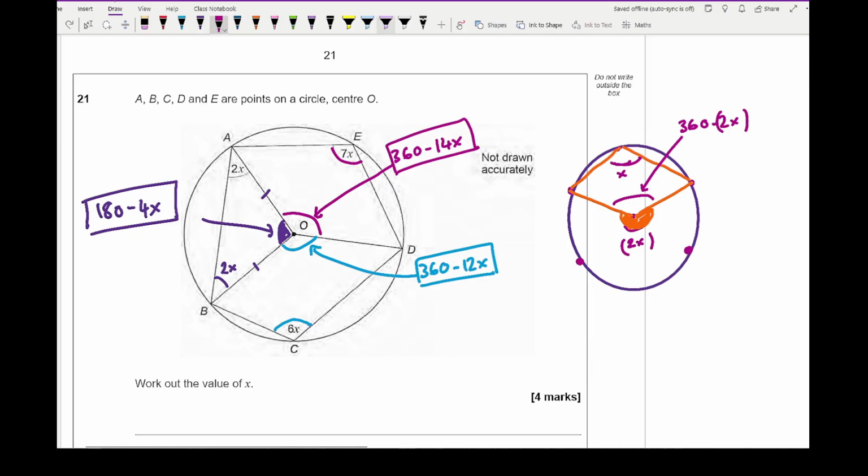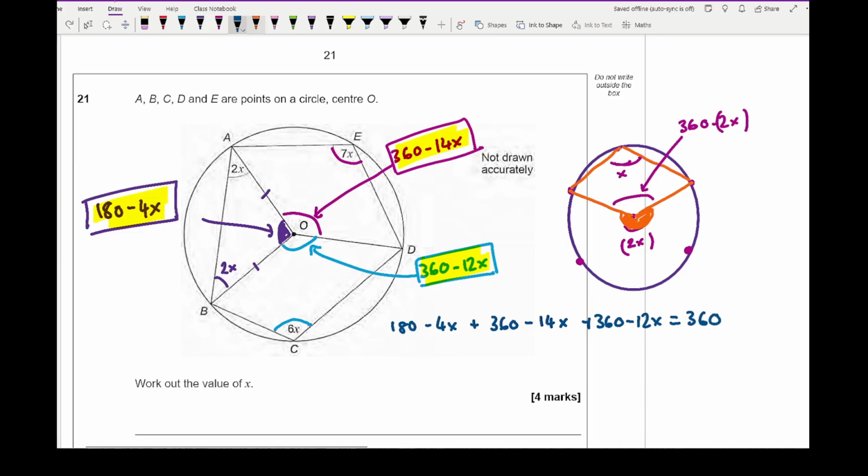So if I take those 3 centre angles, what do we know about angles around a point? Well, we know that they add up to 360. So that means that this angle plus this angle plus this angle all add up to 360. So if I do that, let's go for 180 minus 4x plus 360 minus 14x plus 360 minus 12x, and that all adds up to 360.